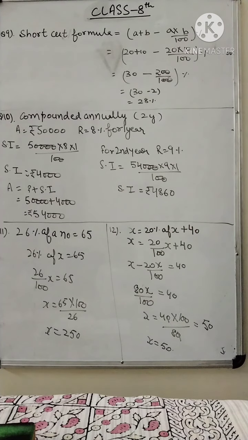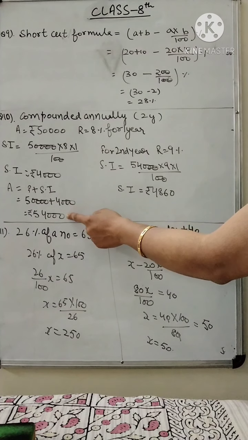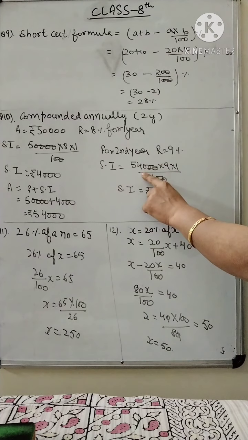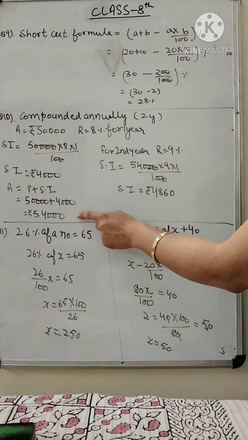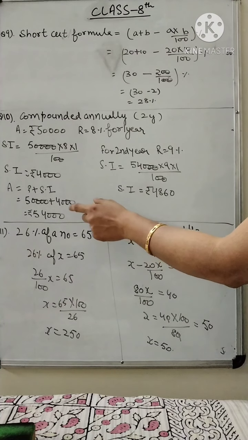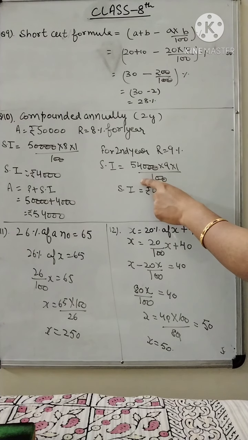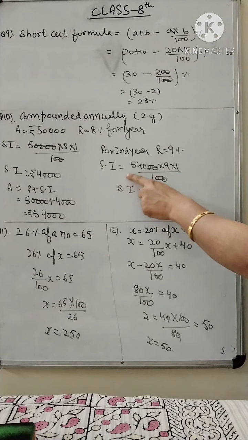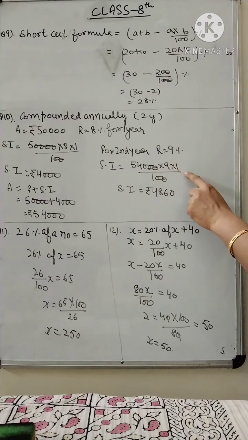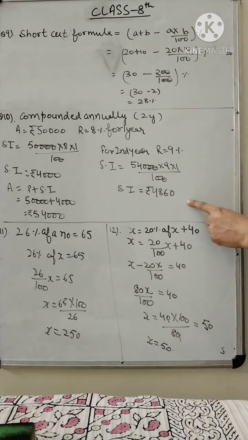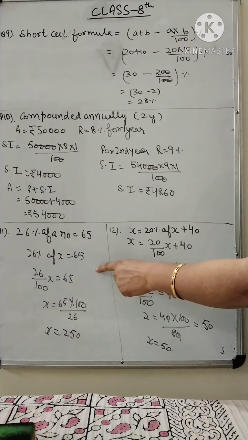For the second year, under compound interest, compounded annually, this amount becomes equal to the principal. Means they say in compounded annually, the amount we get becomes the principal for the next year. So the simple interest is equal to 54,000 into 9 into 1 upon 100. Solve the calculation, you will get the answer 4,860 rupees. Now question number 11.